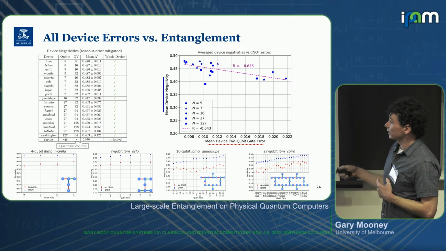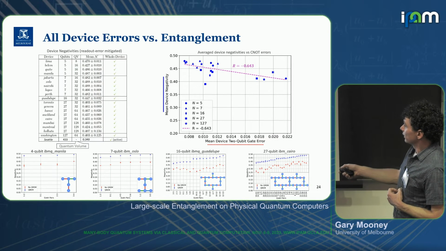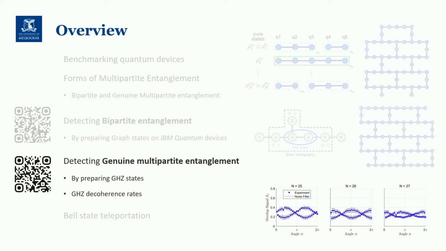And we also ran this on all of IBM's devices. So we've got all of these here, and we found that all of them were actually fully bipartite entangleable. And if we now look at the average device C0 error on the X, and then the average negativity, you can see as well that we've got this correlation going, but it's still not exact. Cool, so that's it for the graph state bipartite entanglement stuff.